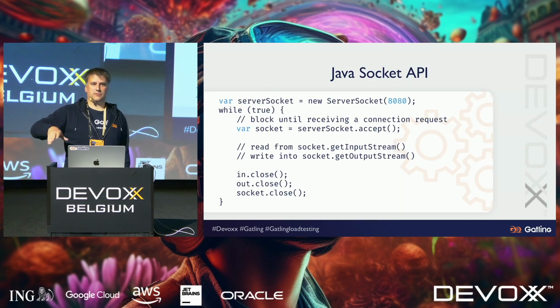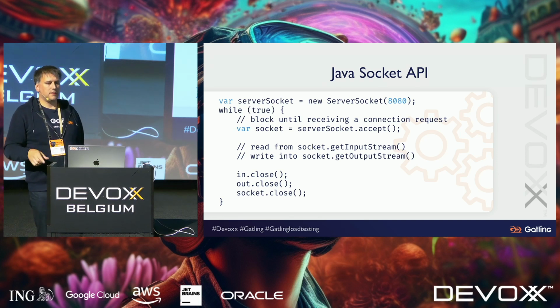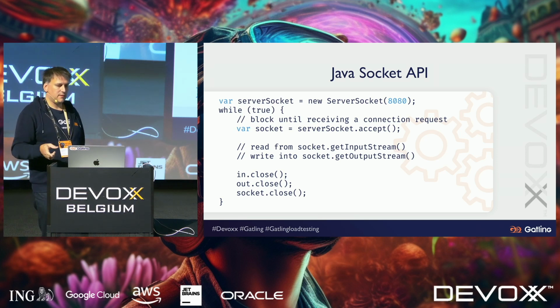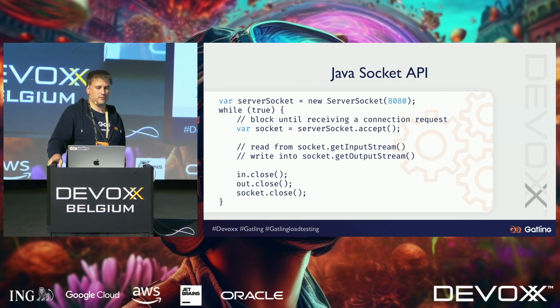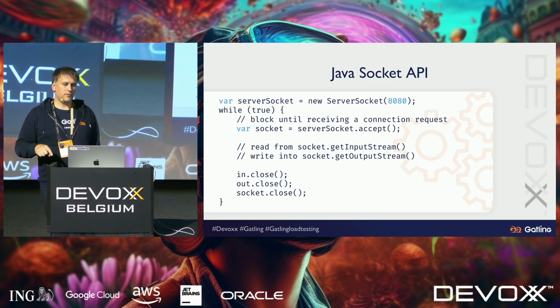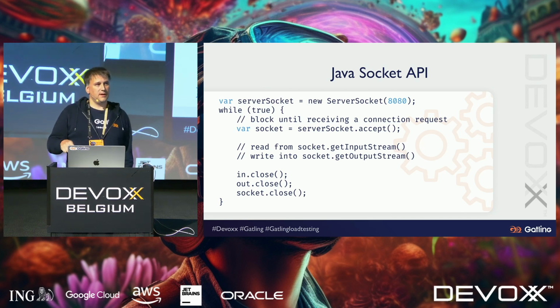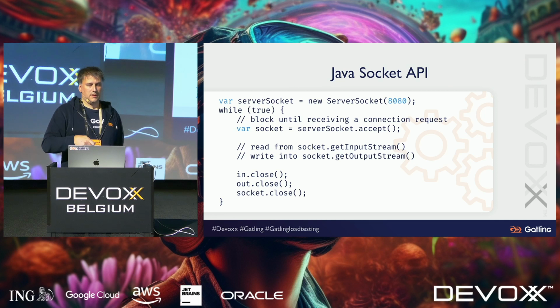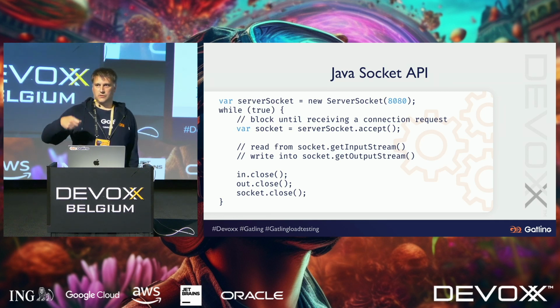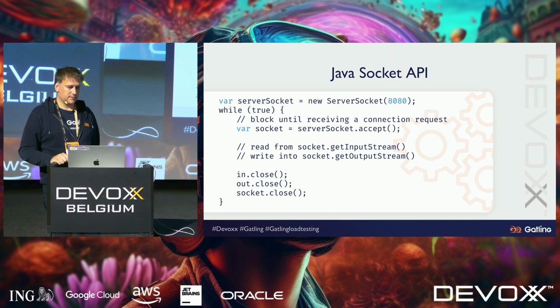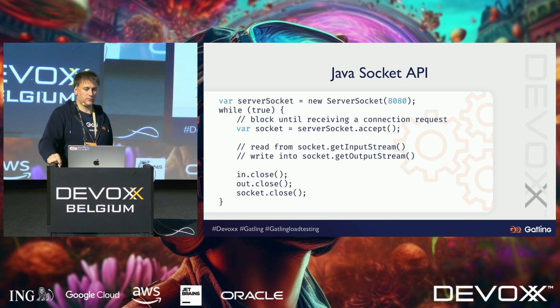This translates exactly one-to-one on the Java socket API. Very similar. If you want to implement a TCP server, you're going to create a TCP server socket, then bind on a given port and start listening, and then you're going to have a loop where you're going to block on accept, which will be unblocked and return a new client socket when there's a request from a client to open a socket. Then you'll be able to use the input stream to read from and the output stream to write into.